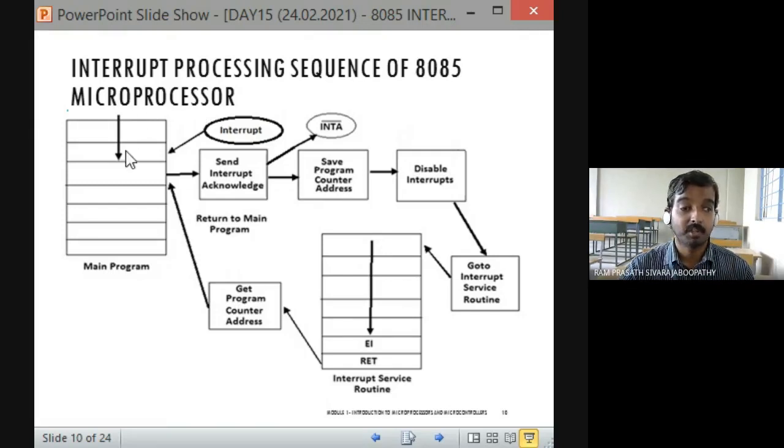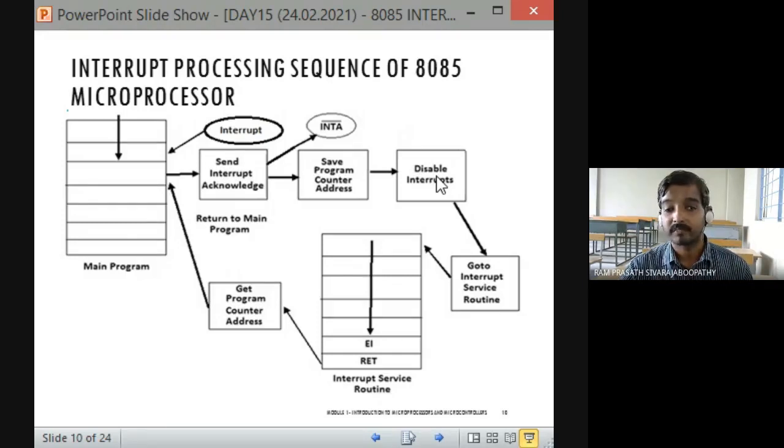See, once the main program is running and an interrupt occurs, it will finish the execution of the current instruction. Then it acknowledges the device which interrupted. Correct? It will acknowledge to the device. After that, it is saving the program counter address into the stack. Then it disables further interrupts.